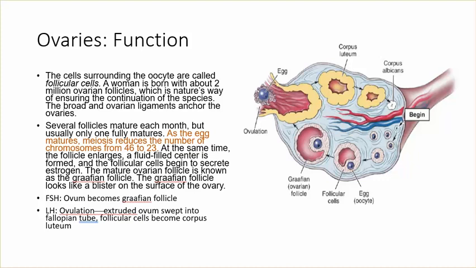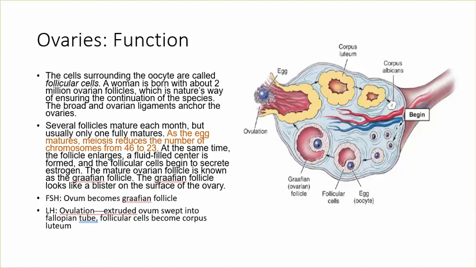Now, during the ovarian cycle, each month, the pituitary gland releases follicle stimulating hormone, and it stimulates the follicular cells to start growing and to mature. And so the maturing follicle gets bigger and it produces estrogen.